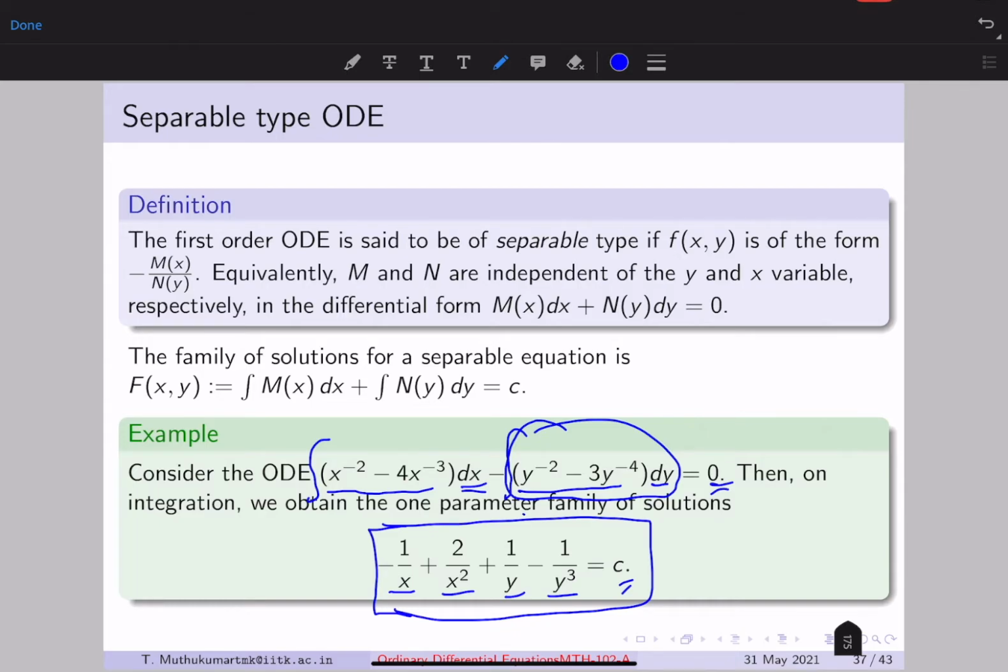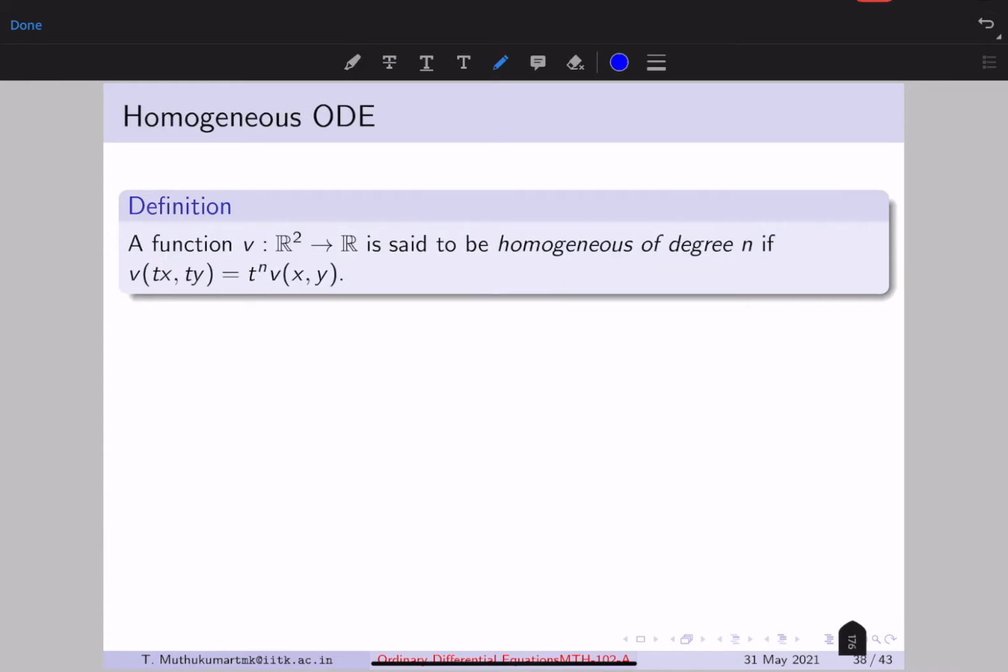Okay, now next we go to the second type of ODE, which is called the homogeneous ODE. Before that, let's see what is homogeneous. We say a function v, which is an R2 function, so it's actually a two variable function, is homogeneous of degree n if v(tx, ty) is t to the power n times v(x, y).